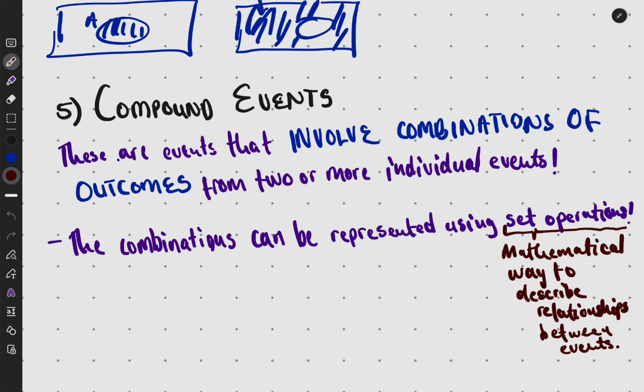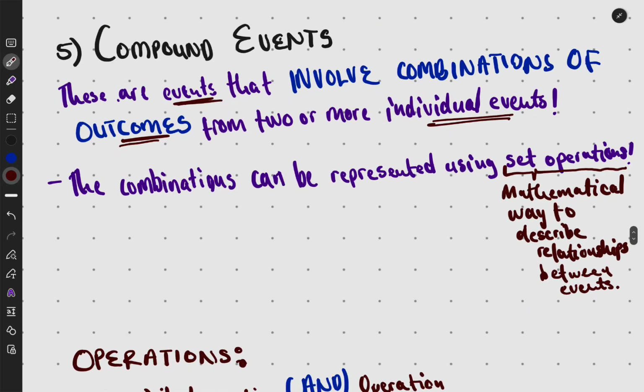Okay. So, what is a compound event? When you say we have compound events, we just mean that we have events that involve combinations of outcomes. A compound event is an event which involves combinations of outcomes, more than one outcome, and they are being combined. Here they're saying two or more individual events. So you have different outcomes. Compound events are events that involve combinations of outcomes from two or more events. So we have more than one event. That is why we are calling them compound events.